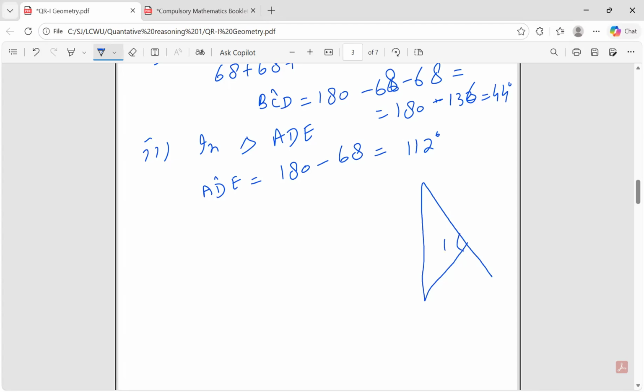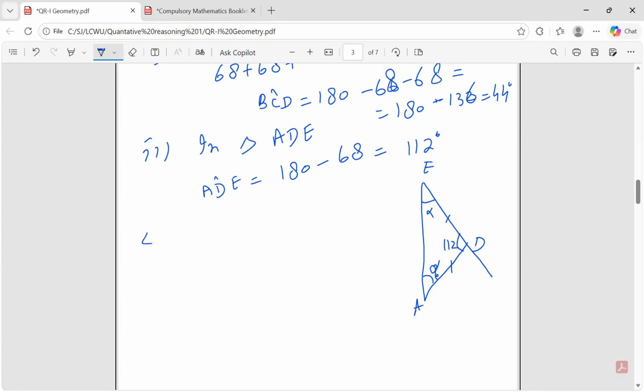This angle is 112 degrees. This we need to find out. If we take this angle as alpha, this will be equal to this alpha because these two lengths are equal. Since the lengths are equal, their opposite angles will be equal. So this triangle is ADE. In triangle ADE, we have already computed this angle ADE.